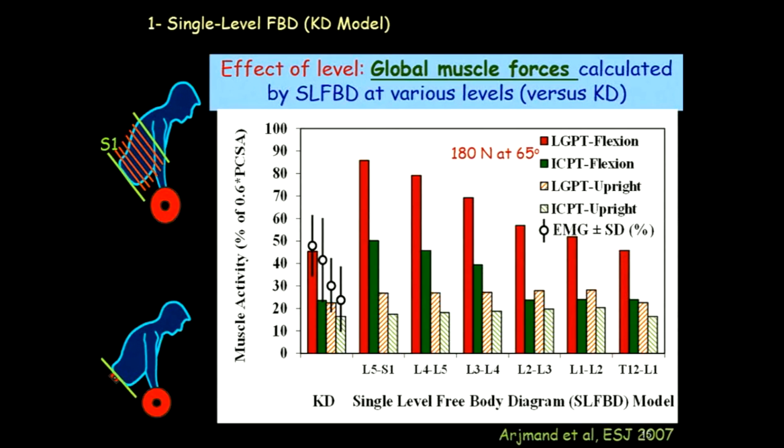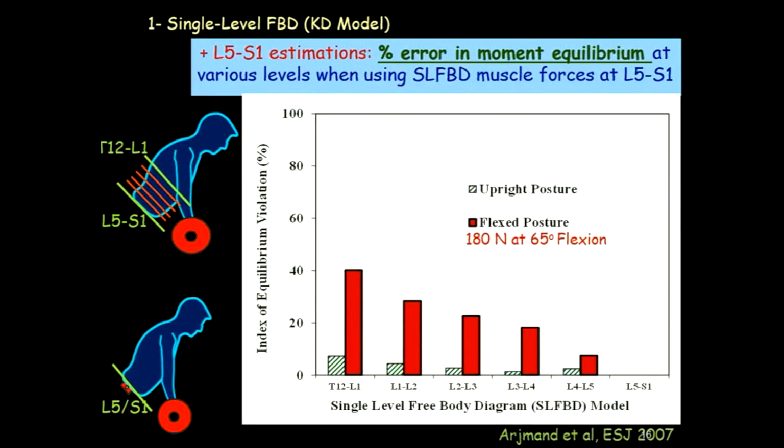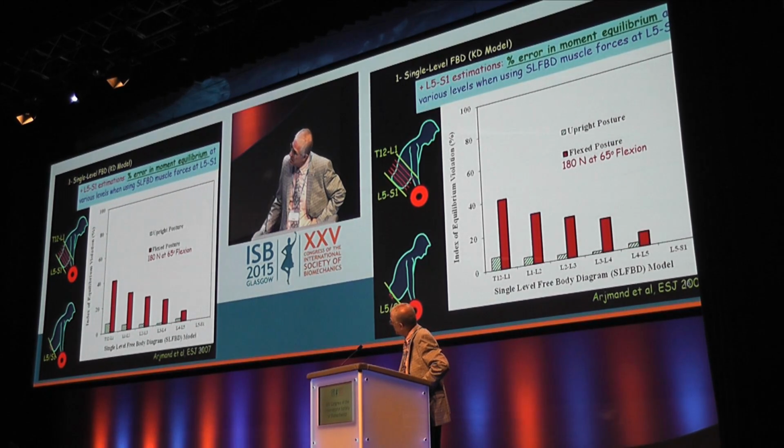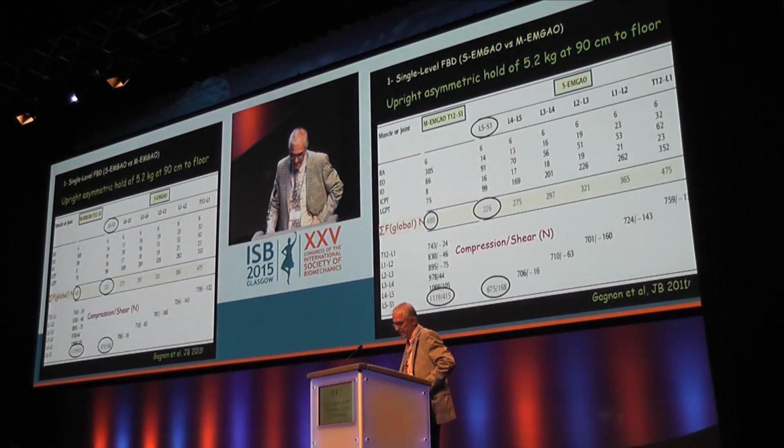If you apply the single-level free body at one level only, either this level or here, you will see that the loads you calculate in muscle forces vary considerably. On the left side is the KD model, which is multi-level equilibrium, compared here with EMG mean and standard deviation. So you see the large differences depending on where you cut for the single-level free body diagram. Now, if you calculate muscle forces at the L5S1, which is usually done, and then apply these muscle forces to upper levels, you will violate the equilibrium at the other levels. And here it gives about a 40% index of violation of equilibrium under this heavier load, and a smaller amount of about 10% under upright standing.